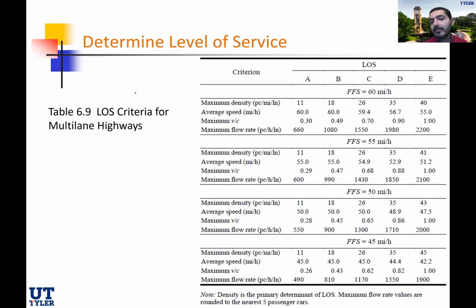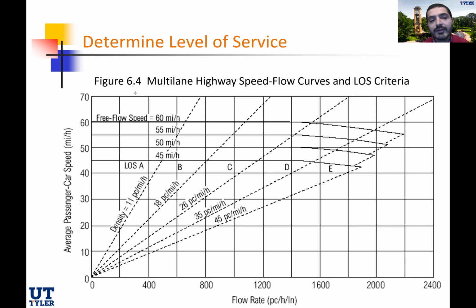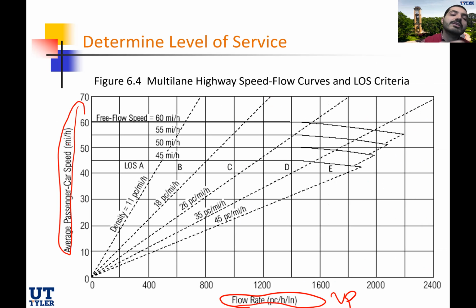You can use the table like we did last time, or what I prefer, and what most traffic engineers like to use, is this table right here. Same thing again: the y-axis is the flow rate, VP, and the other axis is the average passenger car speed, which is FFS, the free flow speed.